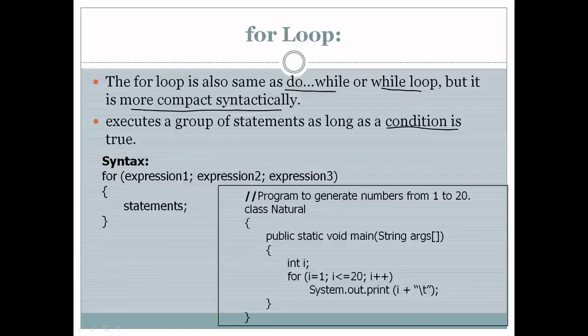The syntax of for loop is: for (expression 1; expression 2; expression 3), and the round bracket is closed. Note that the semicolons in between are important. Then we have the body of the for loop, that is a flower bracket open and flower bracket closed, and inside this we can have any number of statements.